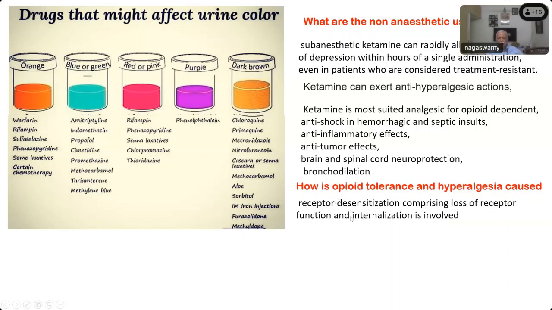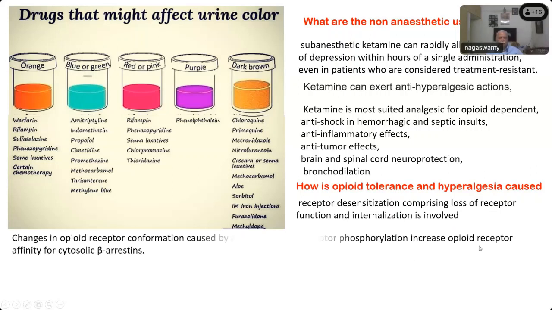Then what happens? The whole receptor goes into the cytosol. What is called internalization from the cell membrane. So it cannot attract or get attached to the opioid at all. So what is the one which causes that? Changes in opioid receptor conformation caused by agonist-induced receptor phosphorylation increase opioid receptor affinity for a substance called cytosolic beta-arrestins.